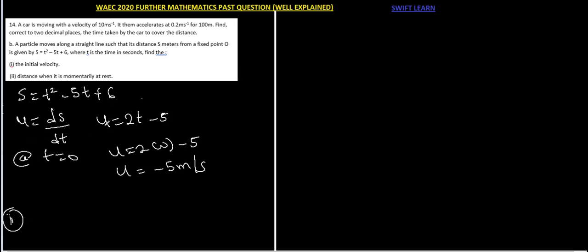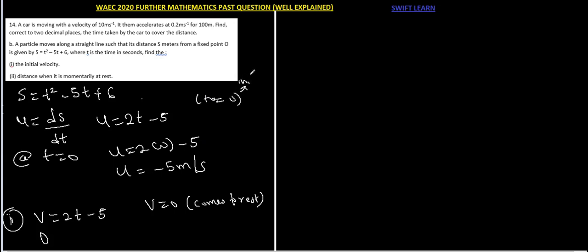That's when the v itself is 0. For example, we have v equals t² minus 5. So what is the distance when it comes to rest? When v is 0 is when something is coming to rest. That's when it comes to rest. So initial is when t is 0.